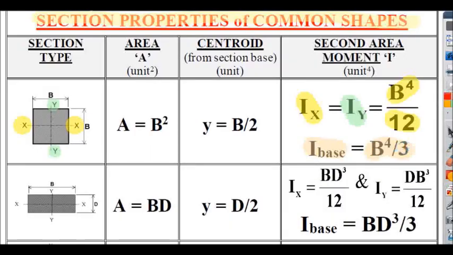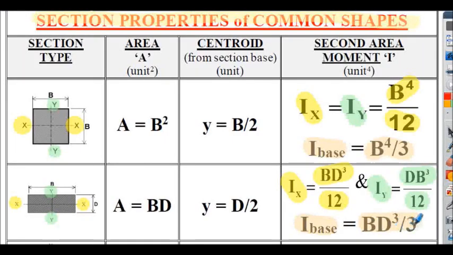On the next line, I've got a rectangle. Again, we can find the area and the centroid location from the base of the rectangle by inspection. But the I about the x-axis, shown here, is bd cubed divided by 12, which we proved in the early part of the presentation. And the I about the y-axis here can be shown to be db cubed divided by 12. And we proved this again in the early part of the presentation. The I about the base is bd cubed upon 3.